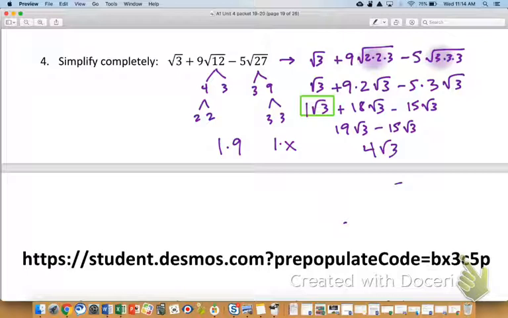Okay, very good. Grab your computers. You're going to be doing some work with polynomials through Desmos. So if you would, please go to Desmos and put in that code BX3C5P. I'm going to have you guys do a little exploring with Desmos, and we'll have an exit ticket at the end.